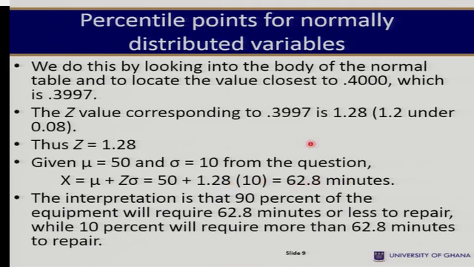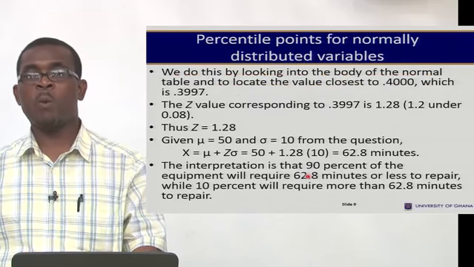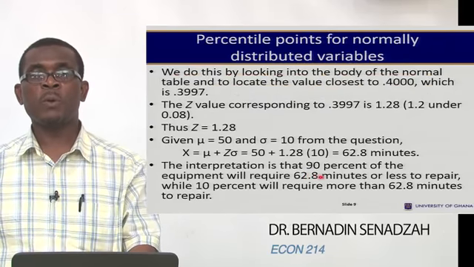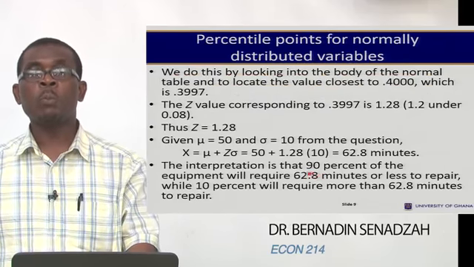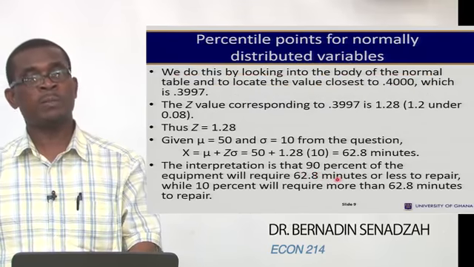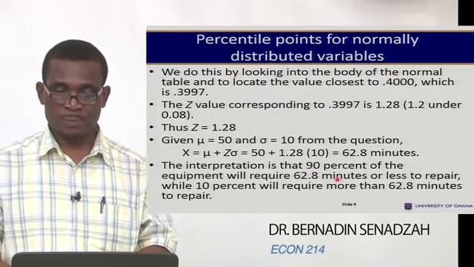Now, how do we interpret this? It means that 90% of the equipment will require 62.8 minutes or less to repair, while 10% will require more than 62.8 minutes. It's as simple as that.